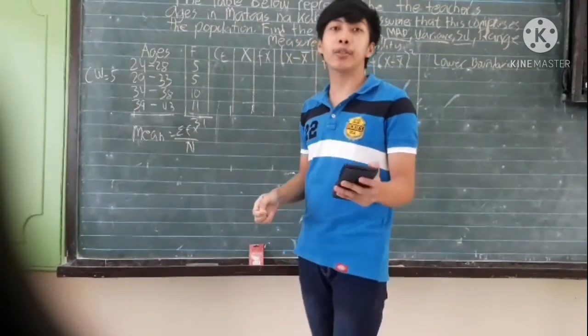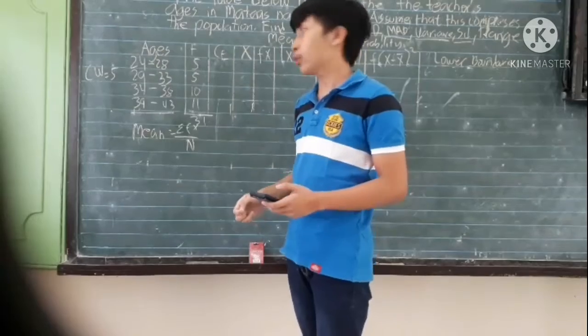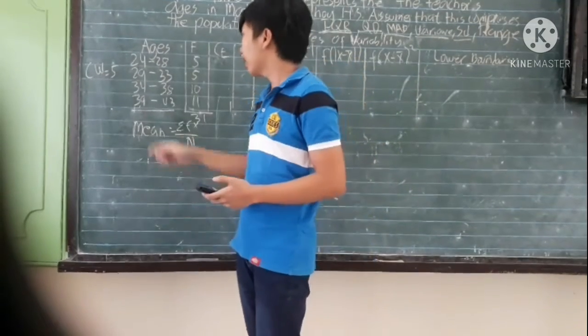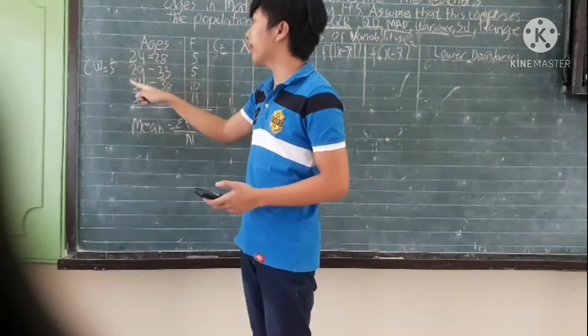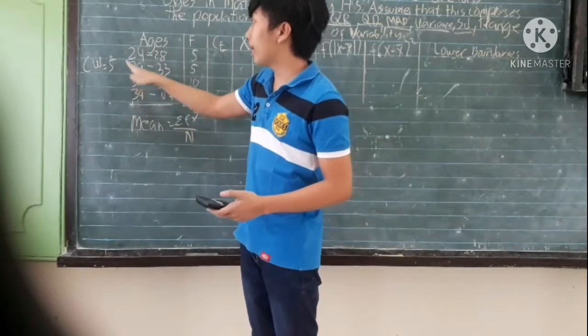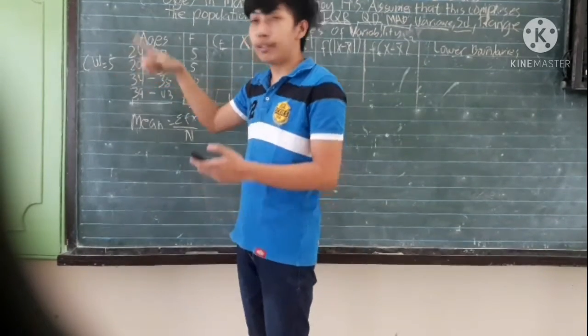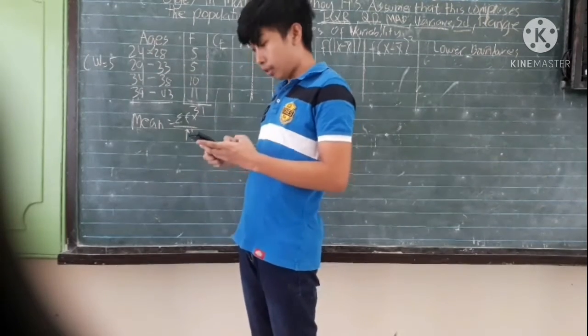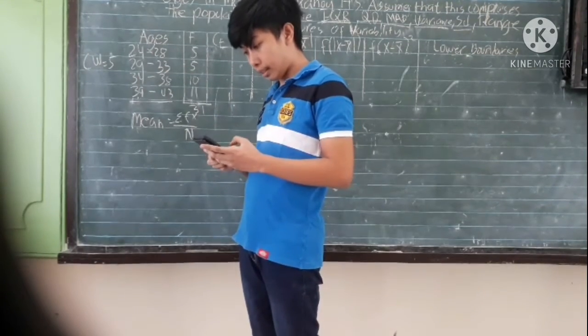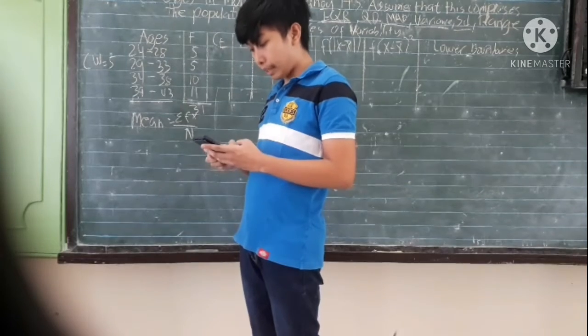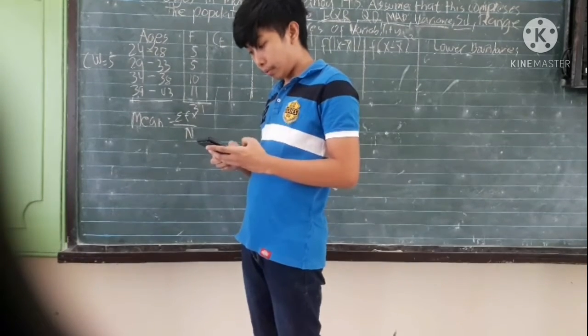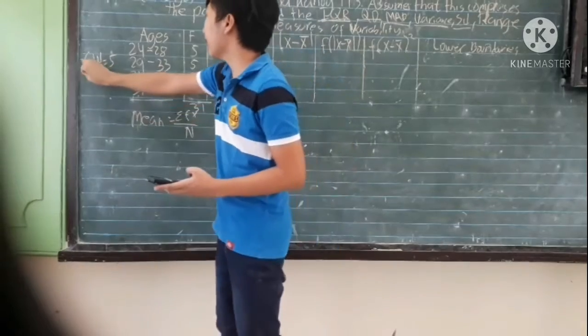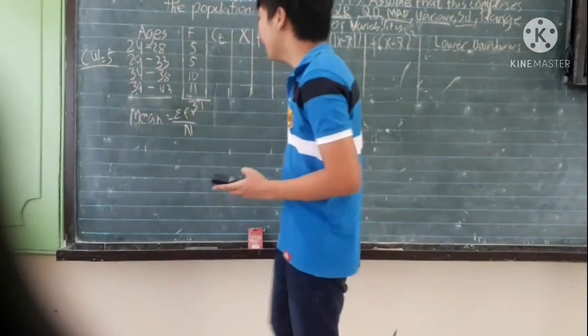First, we need to get the class width. Simply, it is 29 minus 24, or the lower boundary minus the lower boundary of the preceding value. So 29 minus 24 is equal to 5. So our class width is equal to 5.